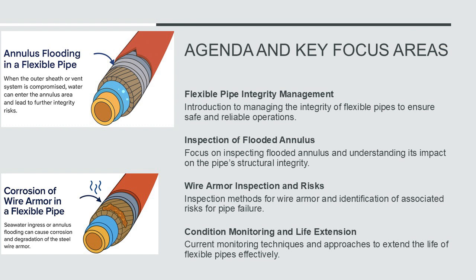Each section will provide practical insights into why these aspects matter, how they are assessed, and what actions can be taken to mitigate risks. The agenda is structured to first establish foundational knowledge, then delve into specific failure modes and inspection techniques, followed by monitoring strategies and finally life extension considerations. This logical flow ensures that participants understand the interdependencies between design, inspection, and operational decisions.